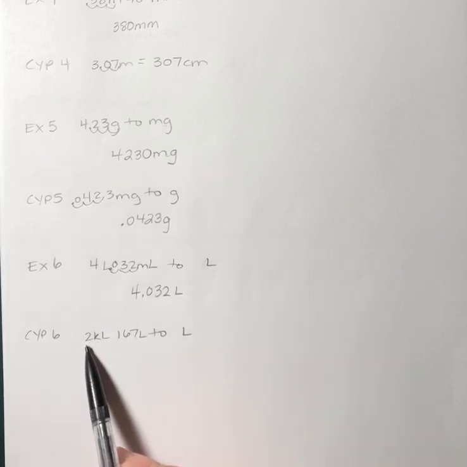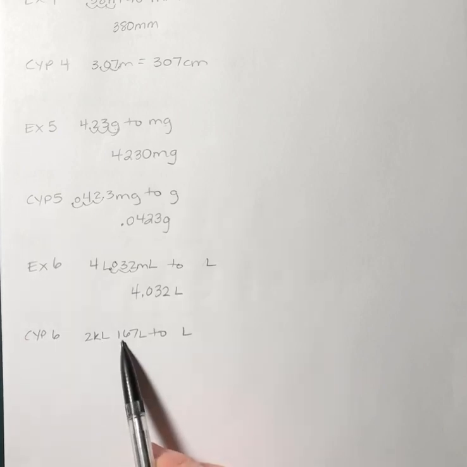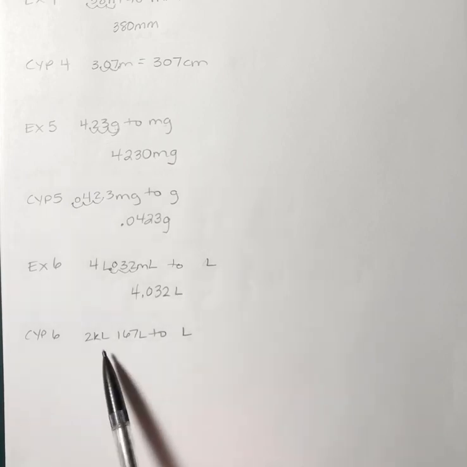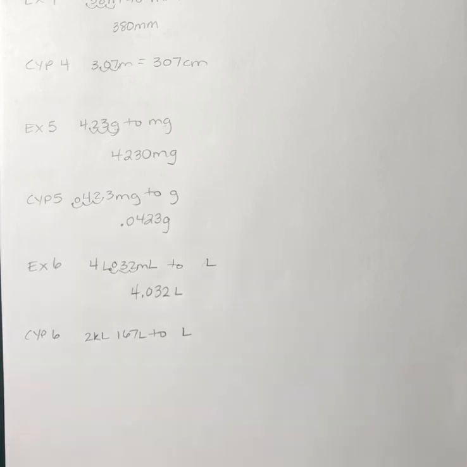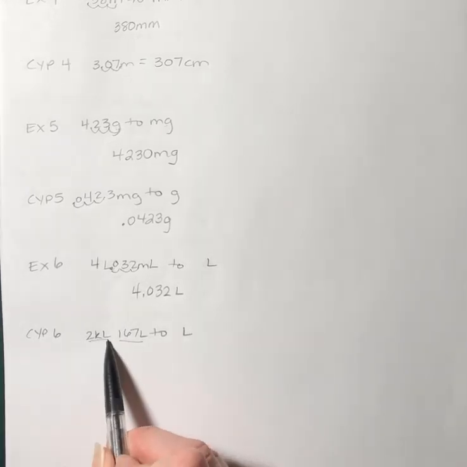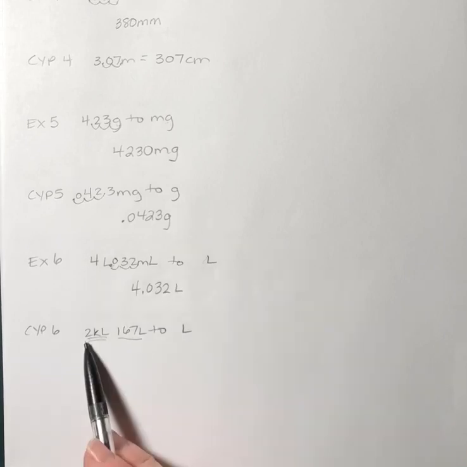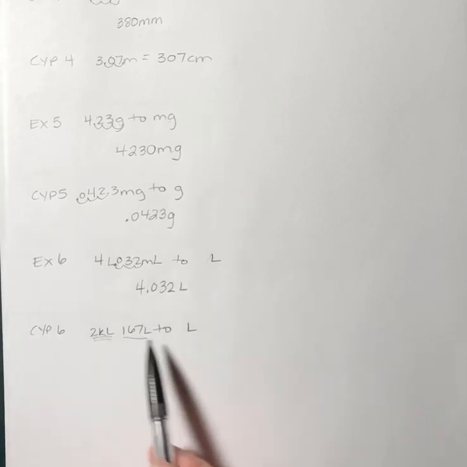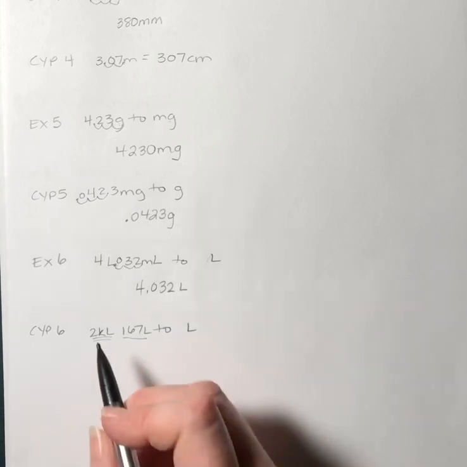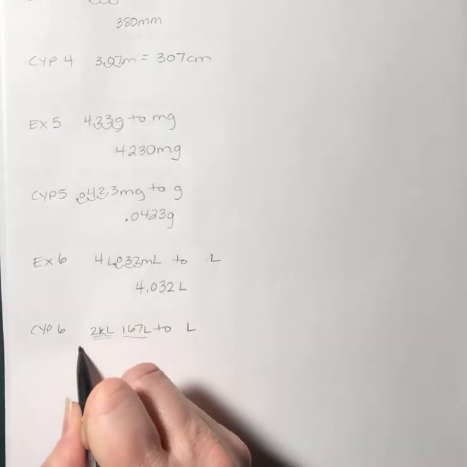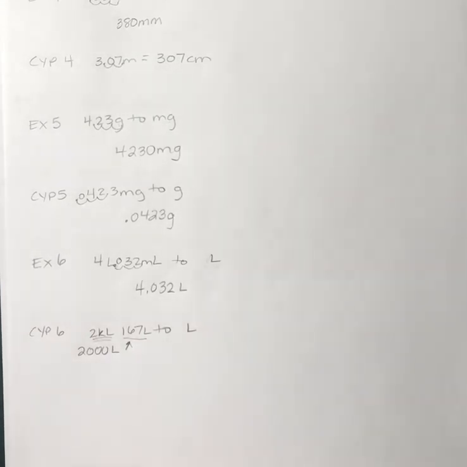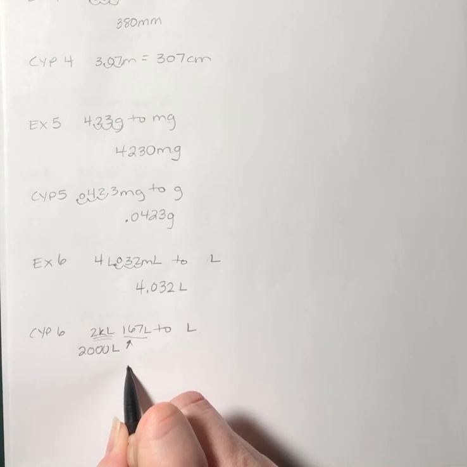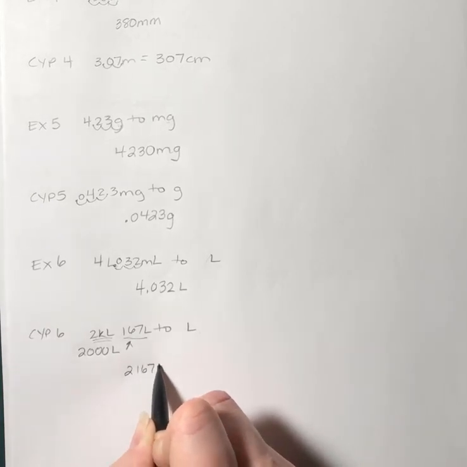This last one, 2 kiloliters and 167 liters to plain old liters. So I'm going from bigger to smaller, so my number is going to get bigger. This is already in liters, so I have to convert this to liters. So 2 kiloliters to liters, I have to move my decimal point 3 places or multiply by 1,000. So this is equivalent to 2,000 liters plus I had that 167 liters. So my final answer is 2,167 liters.